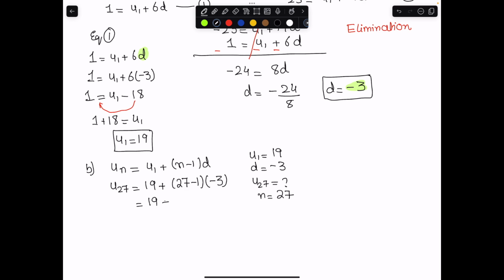So this is 19 plus 26 times negative 3. And if I do 26 times negative 3, I get negative 78. And simply adding 19 to it, I get negative 59. This is my 27th term. So things become pretty easy once I've found u1 and d.